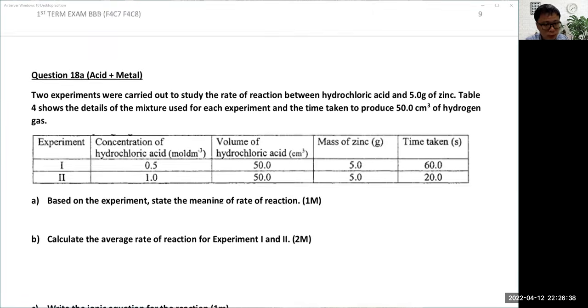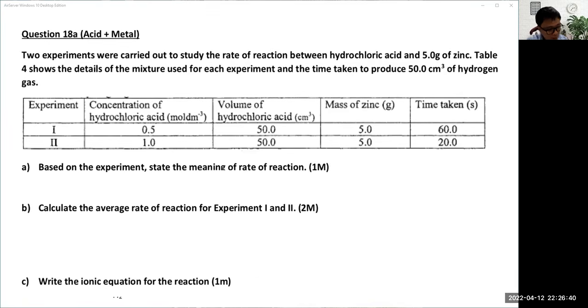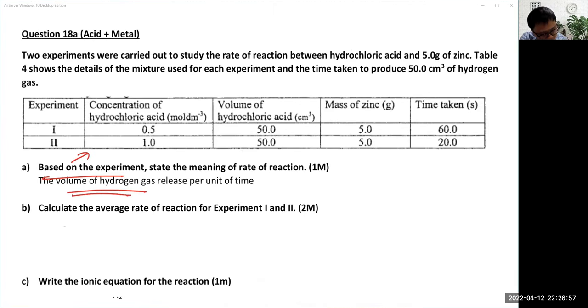So we try this question. We look at this question. Two experiments were carried out to study the rate of reaction between hydrochloric acid and zinc. Based on this experiment, this is specific, you must mention this. How do we know the rate of reaction? You take the volume of hydrogen gas released, divided by time taken. Okay, so for example, we can look at part B.